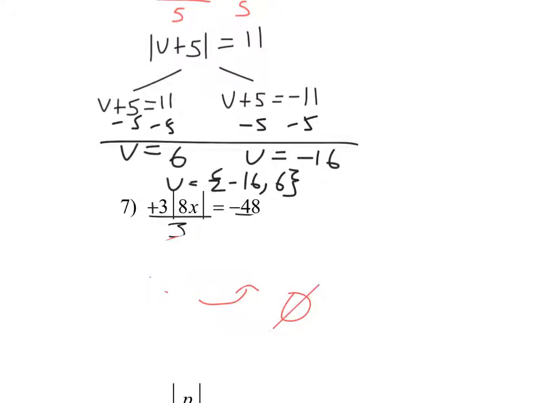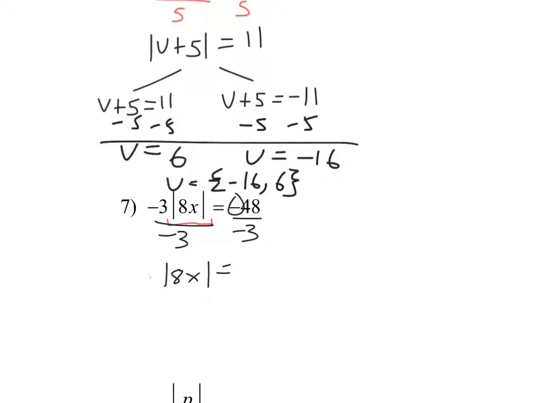Now let's go back to the original problem. You cannot say it's no solution yet because the absolute value bars aren't by themselves. You have to isolate them first. And when you do that, if we divide by negative 3 instead of positive 3, that would change the negative 48 to a positive 16, because a negative divided by a negative is a positive. So in that case, we would be able to split it up.